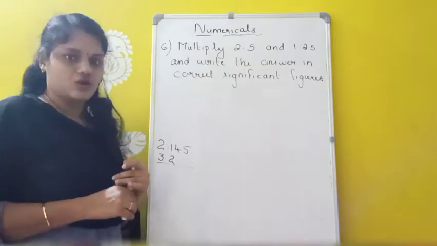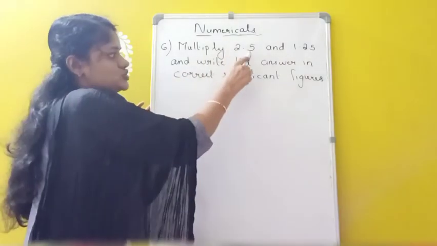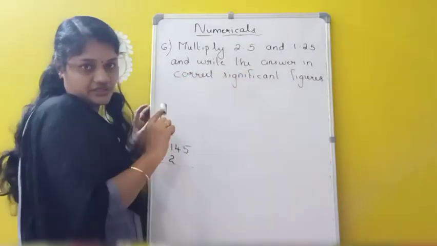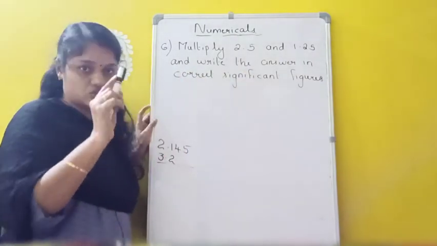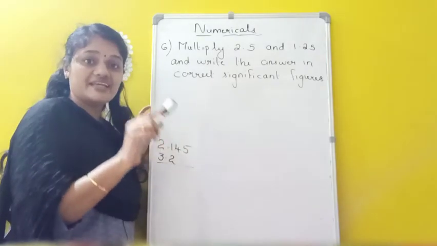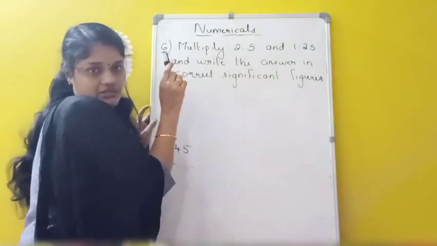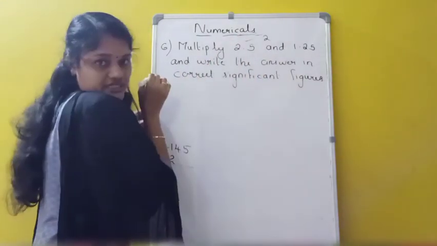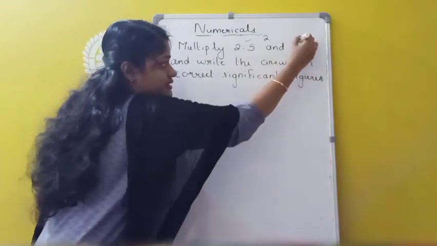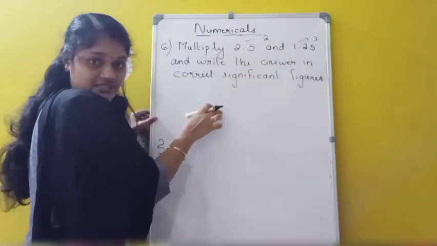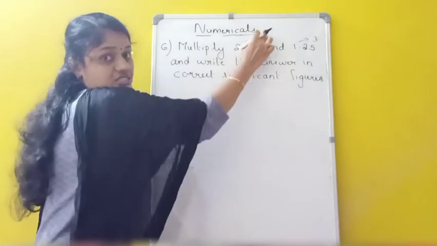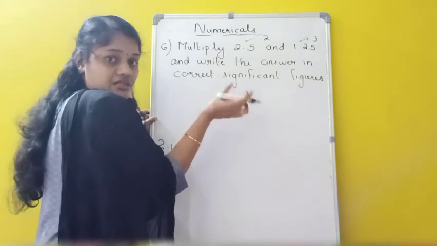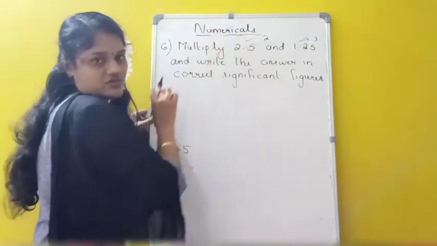Okay. Now sixth problem. Multiply 2.5 and 1.25 and write the answer in correct significant figures. Whenever we are multiplying two quantities, the answer should contain the least number of significant figures of the factors. So here 2.5 means how many significant figures? 2 significant figures. So here 1, 2, 3. 3 significant figures. So this answer should contain only how many significant figures? 2. Whichever number has the least number of significant figures, the answer should also contain the least number of significant figures.